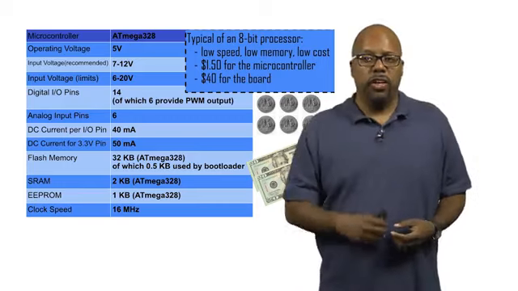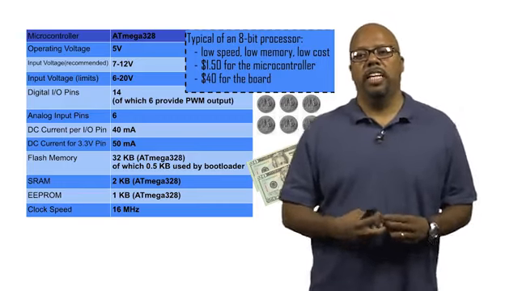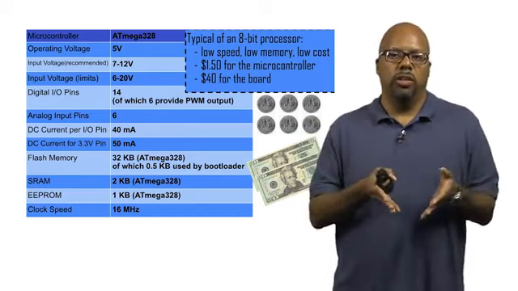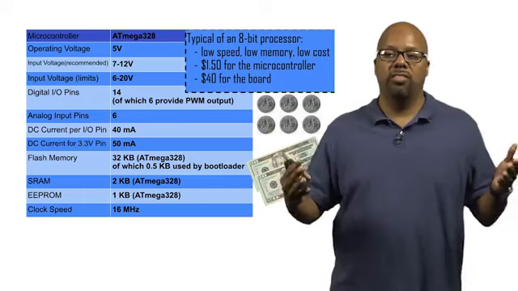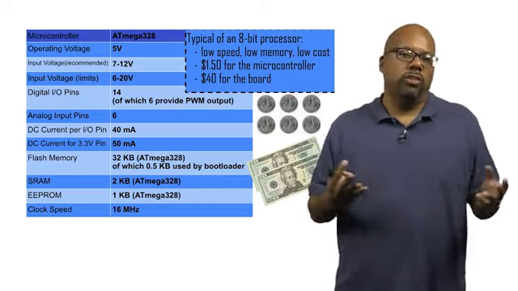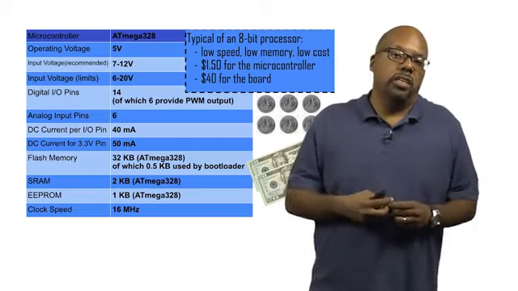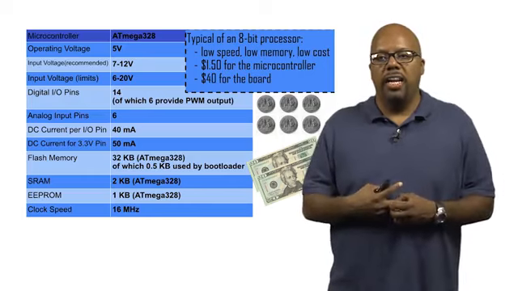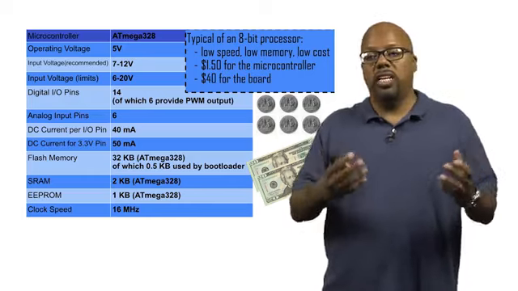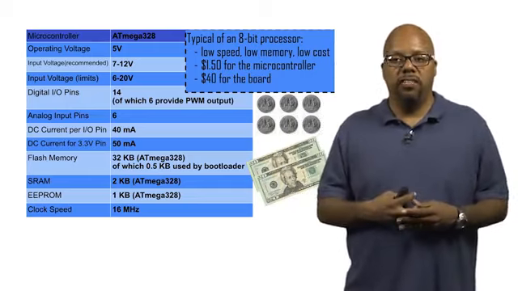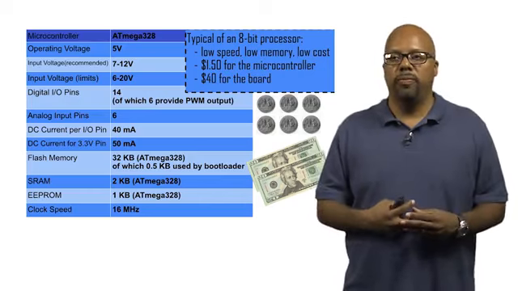EEPROM: very little EEPROM, only 1 kilobyte. EEPROM is like flash, but different. It's controllable in individual bytes rather than whole blocks. Very little of it. And clock speed is 16 megahertz, so it can do roughly 16 million cycles a second, 16 million operations in a second. That's slow compared to a desktop, which might be 3-4 gigahertz, but it's plenty fast for the type of things we want to do.